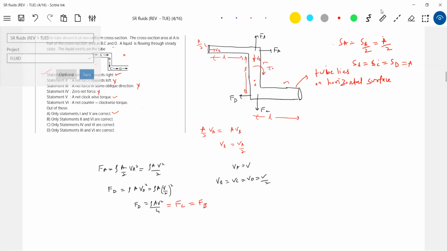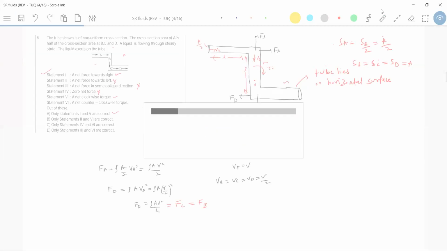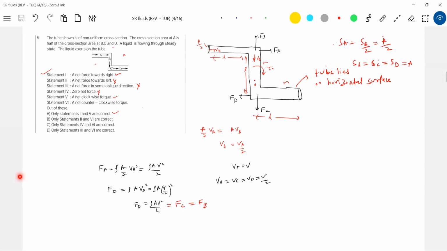Very simple idea based. I'll scroll down.